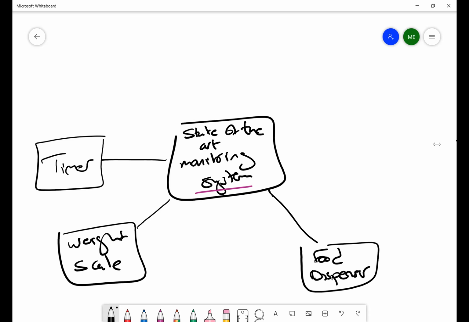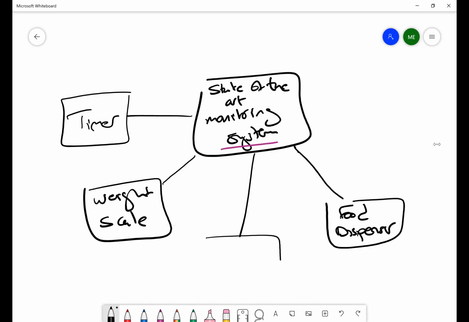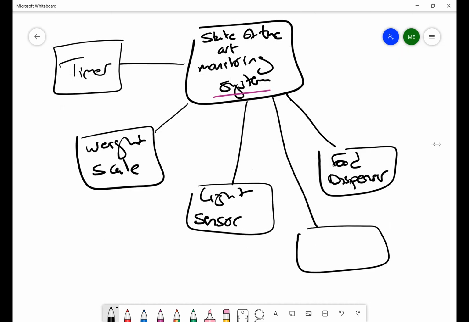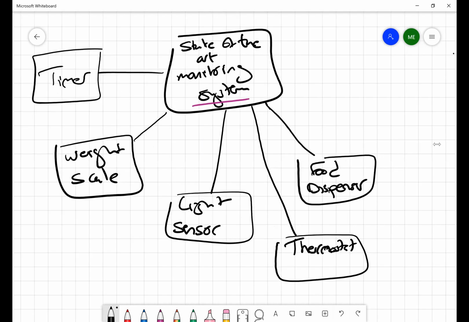Okay, so the system sends a request to dispense the appropriate amount of food. The system also has a light sensor and a thermostat. Light sensor and a thermostat. Both should be boxes, yes. So what's in the first box? Can somebody let me know? Light sensor. Second one is the thermostat. All right.